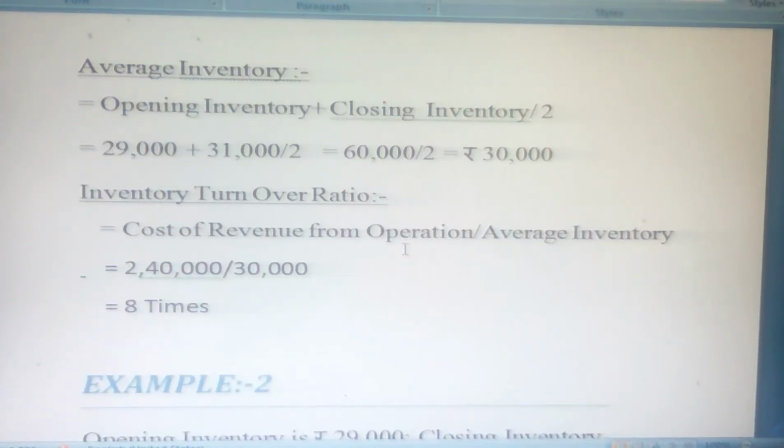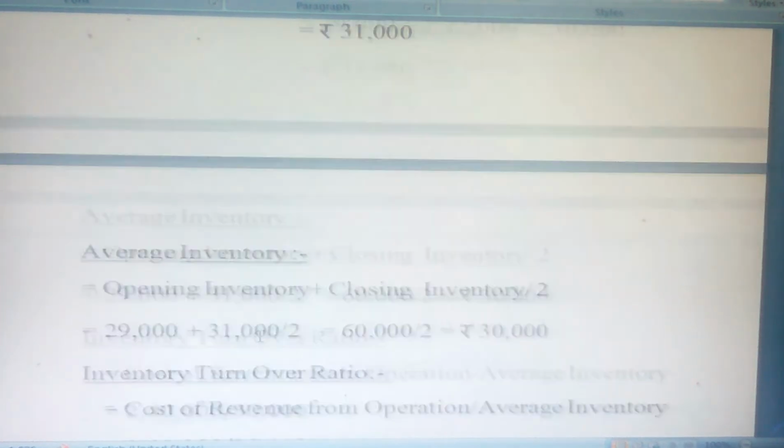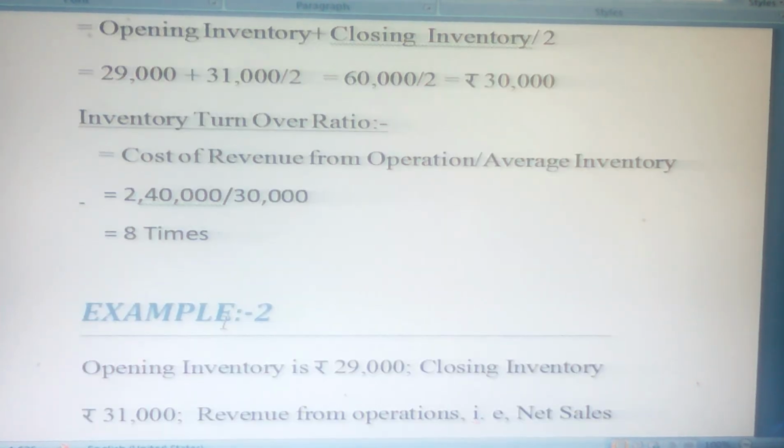Now we have to substitute in the formula: inventory turnover ratio, cost of revenue from operations divided by average inventory. So 2,40,000 cost of revenue from operations divided by 30,000, the average inventory we just got. So how many times? 8 times. 24 divided by 3, 8 times. That's the expression here, 8 times. So the 2,40,000 cost of revenue is 8 times the average inventory. That's the inventory turnover ratio for our example 1.